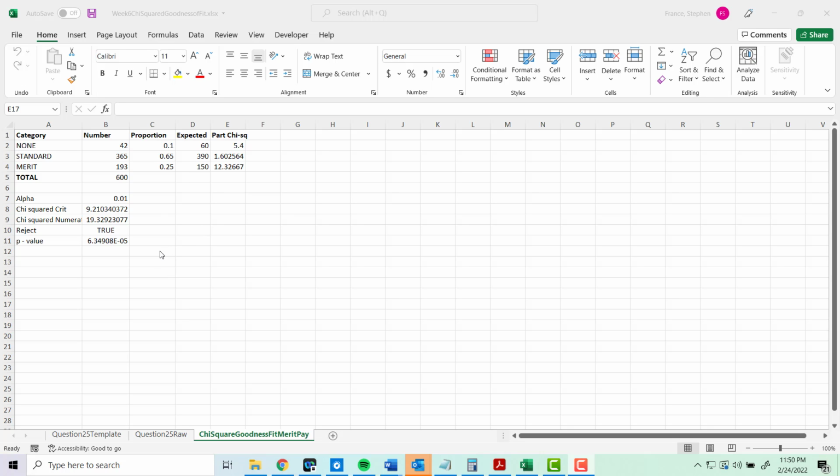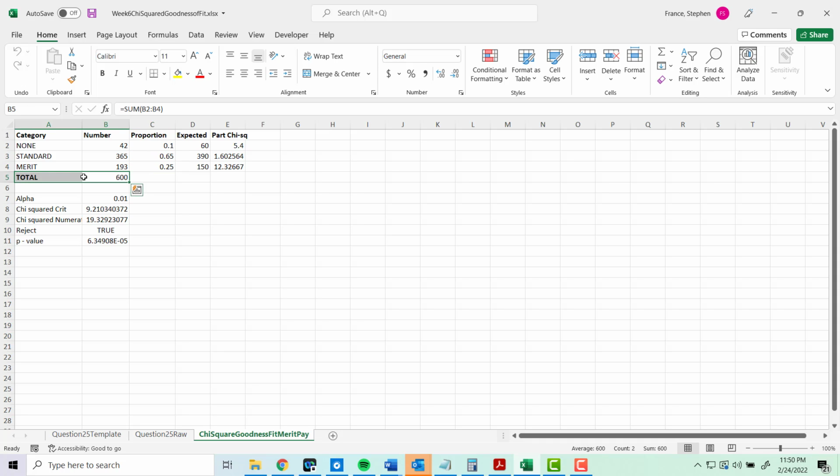Okay, so given the question for 25 was a little bit esoteric, I decided to add my own little chi-squared example. This is just a simple business example. And imagine we have Google and they say that they have a pay rise scheme where 10% get no pay rise, 65% get a standard pay rise, and 25% get a much higher merit pay rise.